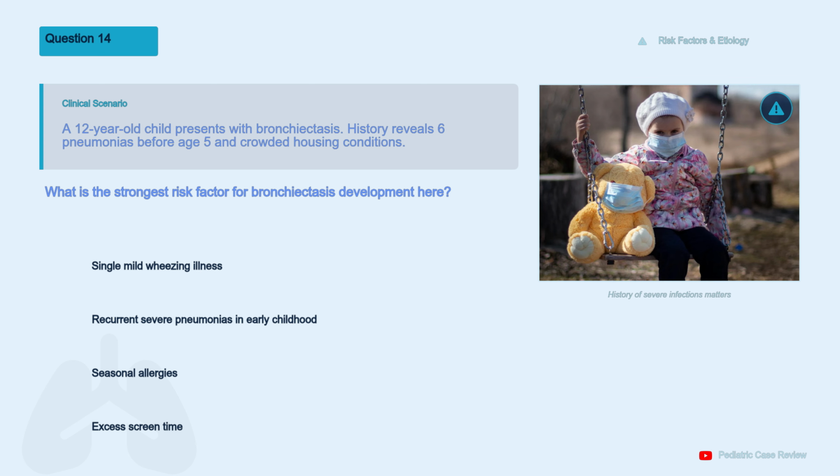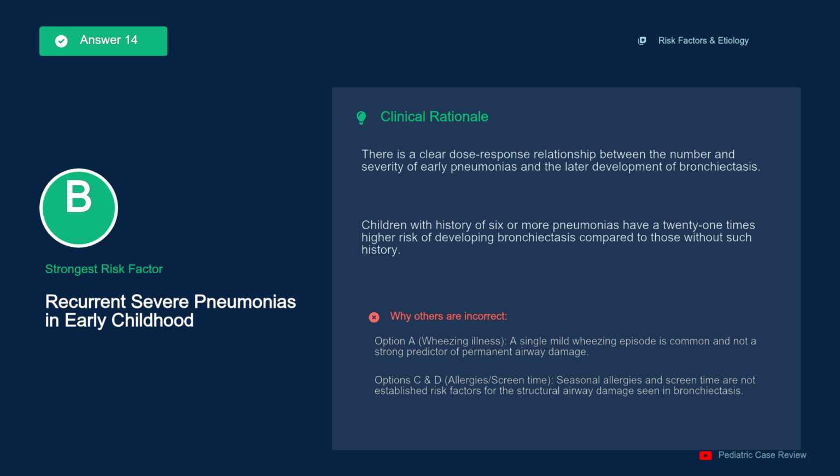Understanding risk factors helps identify children at high risk who require close monitoring and early intervention. The correct answer is B, recurrent severe pneumonias in early childhood represent the strongest risk factor. There is a clear dose-response relationship between number and severity of early childhood pneumonias and later development of bronchiectasis. Case control studies demonstrate that children with 4 to 5 pneumonias have 3 times higher risk, while those with 6 or more have 21 times higher risk of developing bronchiectasis.